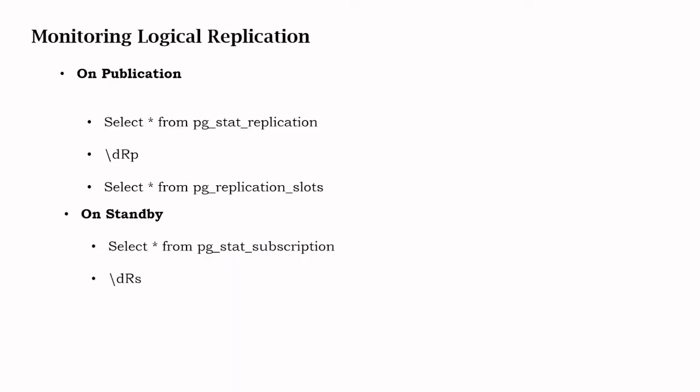We'll see how we can monitor logical replication. On the publication side, we can use pg_stat_replication. There you can see the state of replication, which WAL has been sent, and when it was sent. To monitor the list of publications, use \dRp. And you can use pg_replication_slots to check which slots are present and which are active or inactive. On the standby side, you can use the pg_stat_subscription view, as well as \dRs, which you can read as describe the replication subscriber. You can just use this trick to remember it.